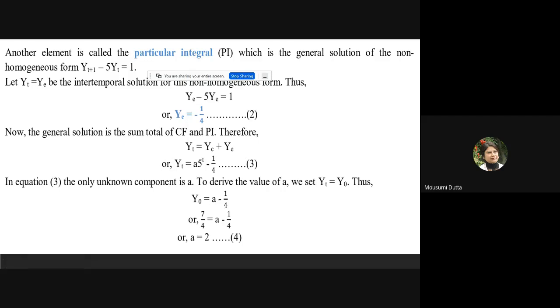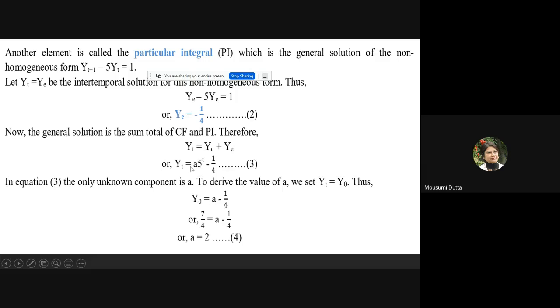the economic variable. So in this specific example, the time path of the economic variable is given by yt equal to A 5 to the power t minus 1 by 4. Then we are saying that this equation 3 consists of one unknown or arbitrary factor A, and therefore we have to derive the value of A.